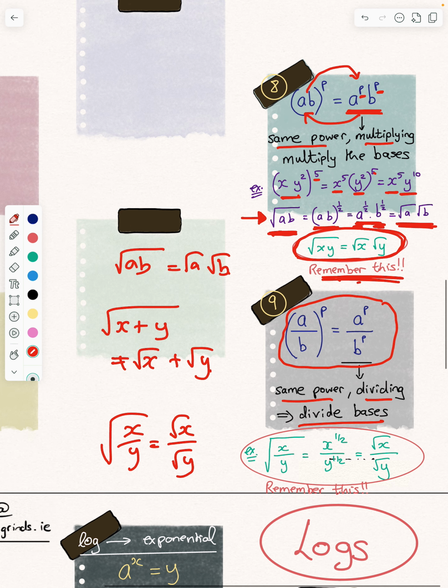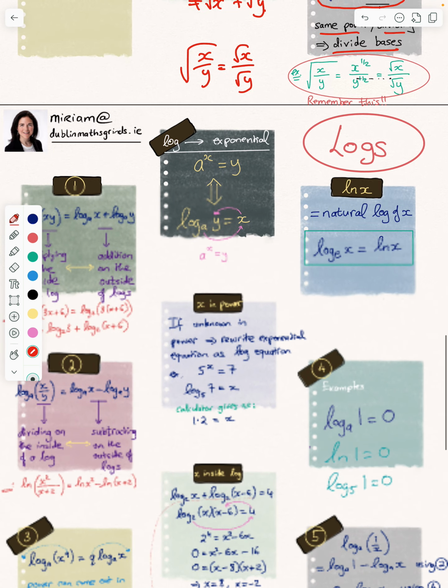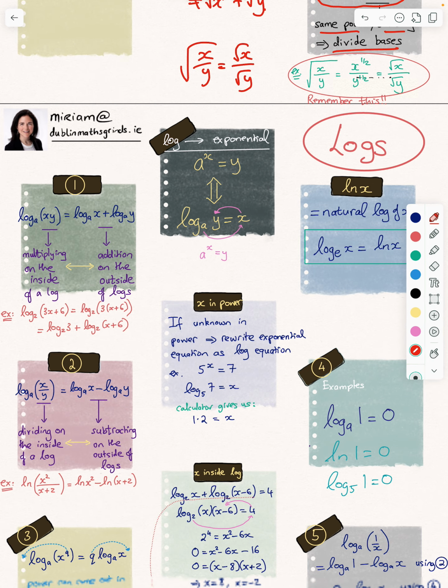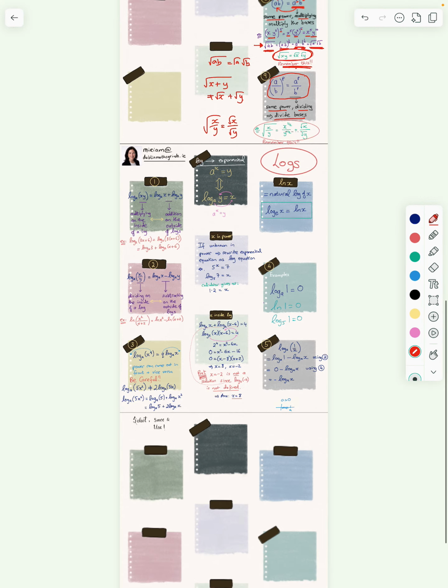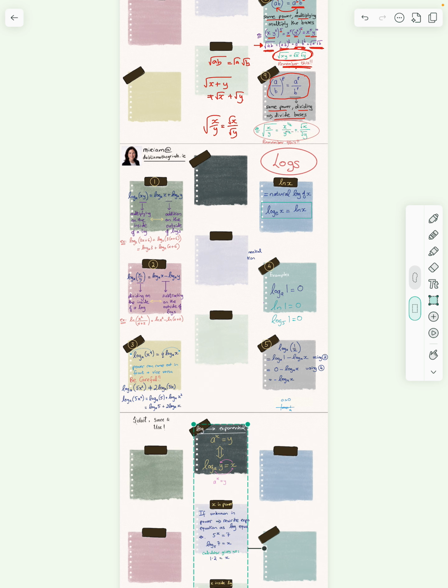Okay, so moving on to logs. Now I'm just going to move one of these down slightly. So we get to keep an eye on, there we are, yeah, okay.